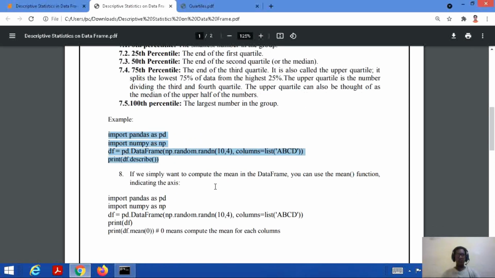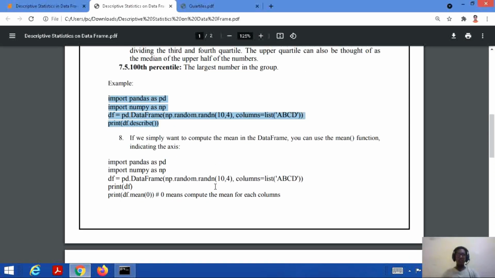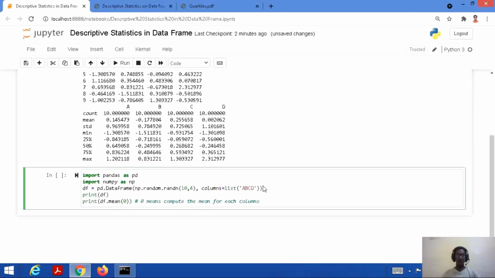Alright, let's proceed ahead. If we simply want to compute the mean in a data frame, that means no other description is needed, so we can use the mean function, indicating the axis. Okay, so let's consider one more code. Alright, so import pandas as pd, import numpy as np, and actually we are writing the same code as we did in the previous example.